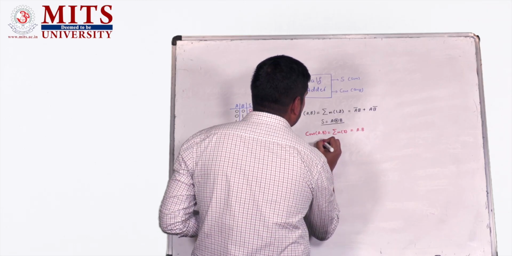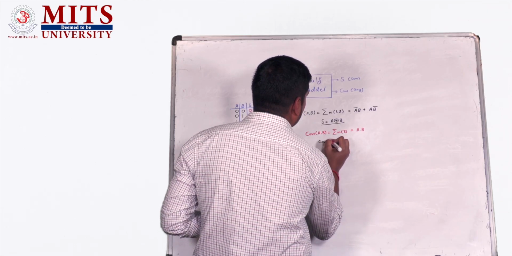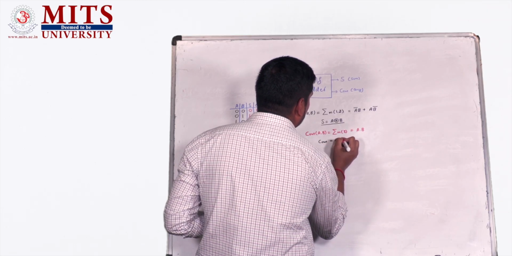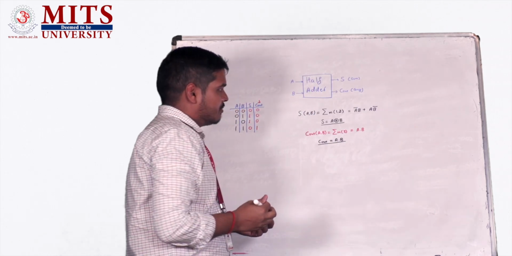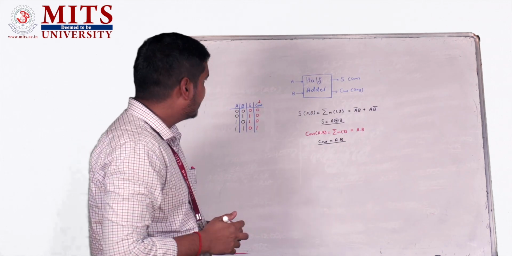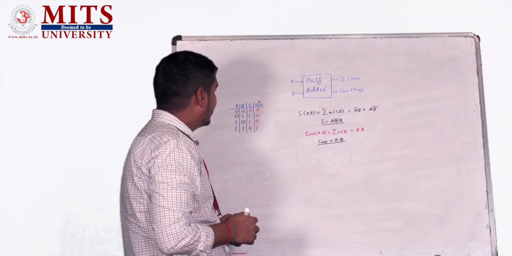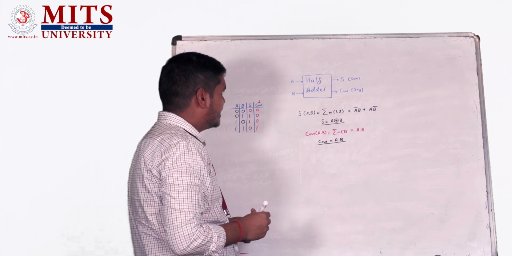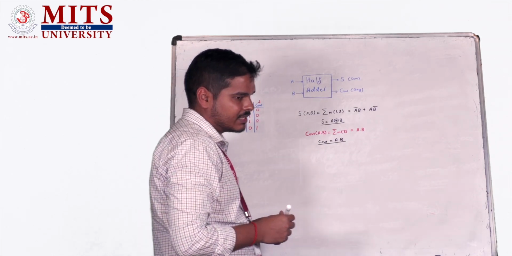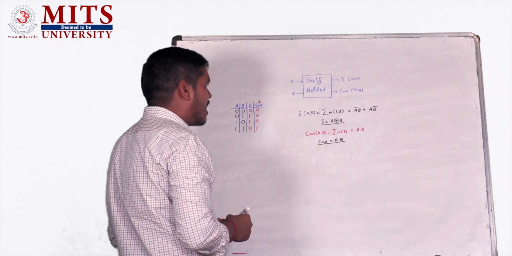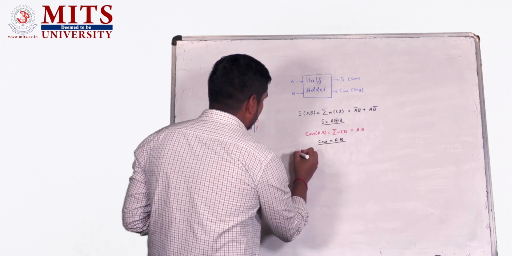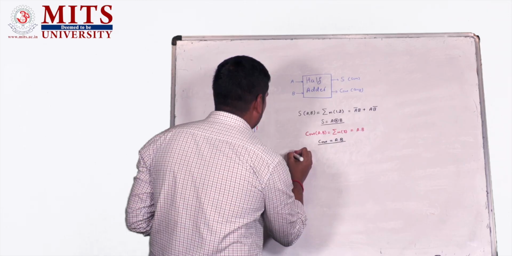Now C out, directly we can write it as A dot B. So both outputs we have obtained here, and we can use these output expressions, these characteristic equations, to construct the circuit for half adder. So first let us draw the input lines.